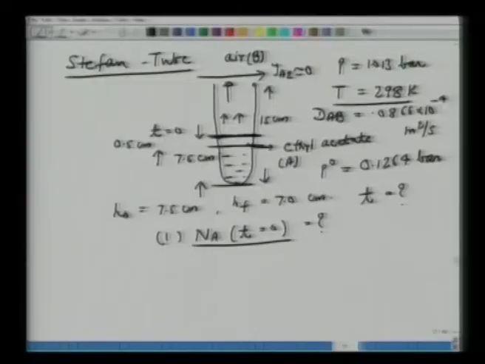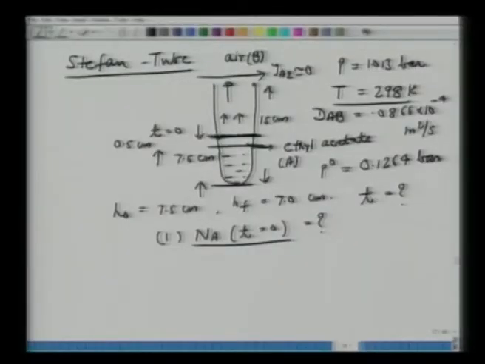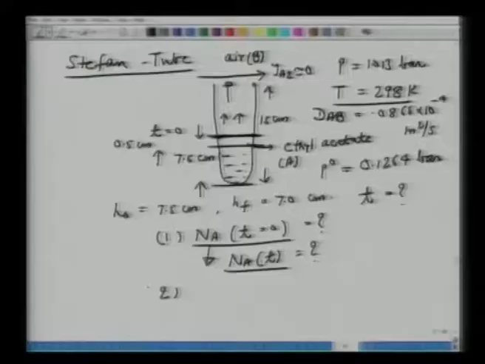Here the question is, at T equal to 0, what is the diffusion flux? That means after some time, this diffusion flux is going to change. So it's dependent on time now, right? So you have to be very, very careful how and when or if we can use that expression for diffusion flux of Na. So that's the number 1 question. Question 2, as we said, how long will it take?